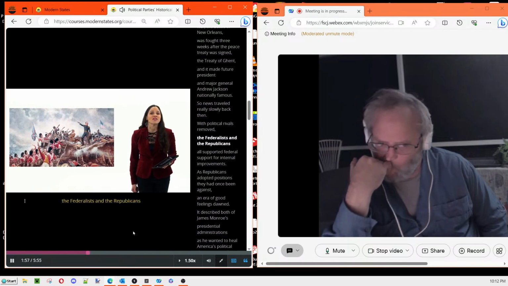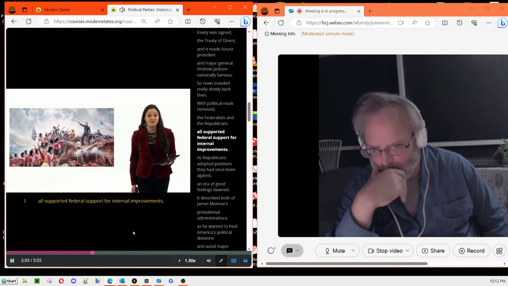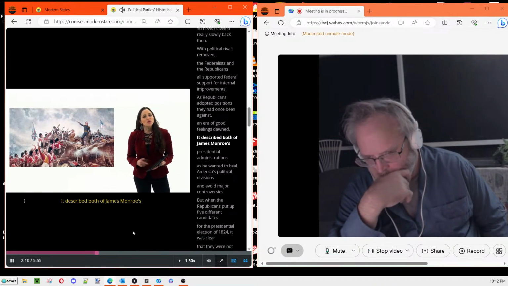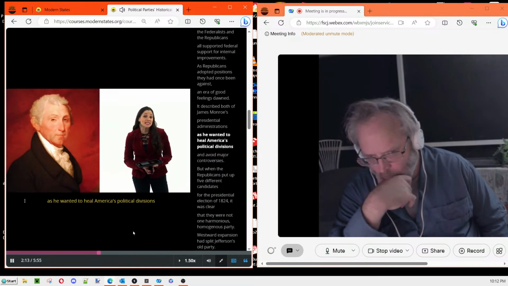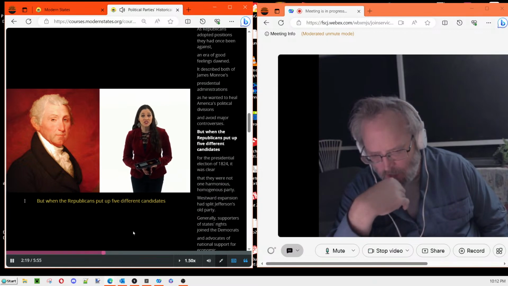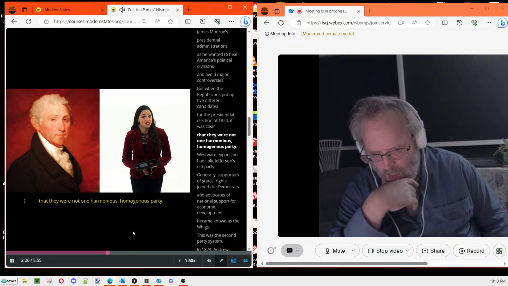With political rivals removed, the Federalists and the Republicans all supported federal support for internal improvements. As Republicans adopted positions they had once been against, an era of good feelings dawned. It describes both of James Monroe's presidential administrations, as he wanted to heal America's political divisions and avoid major controversies. But when the Republicans put up 5 different candidates for the presidential election of 1824, it was clear that they were not one homogeneous party.